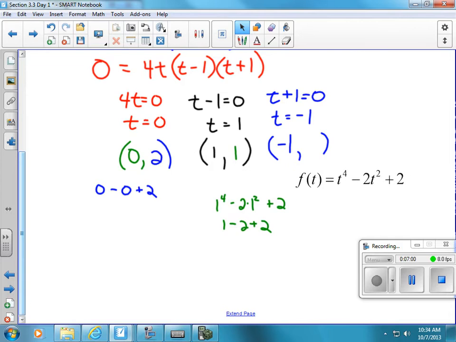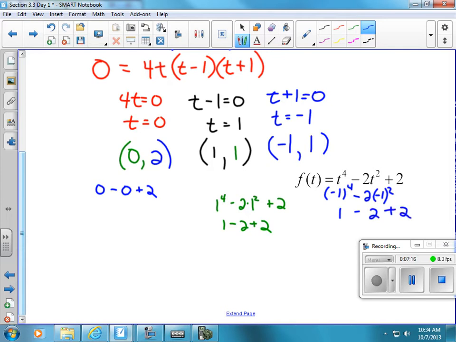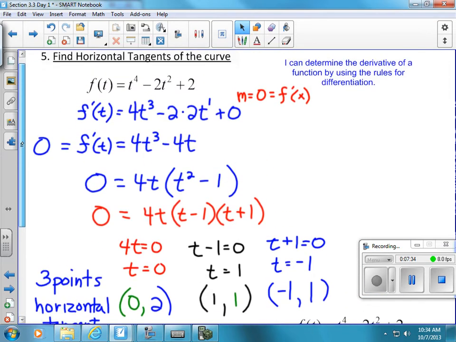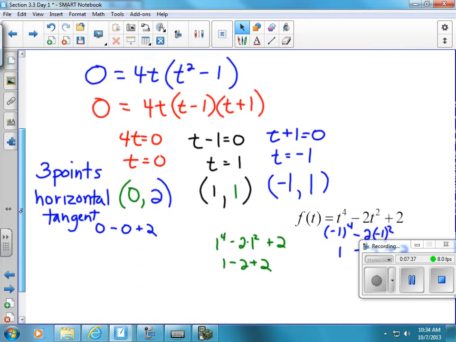And lastly, we're going to plug in a negative 1. So we have negative 1 to the 4th, that's just a positive 1, minus 2 times negative 1 squared, that's also a positive 1, so negative 2 times 1 gives us a negative 2, plus 2. This y value is also a 1. So these are the 3 points where we have a horizontal tangent. All right, so that's the answer to that kind of a problem. Find the derivative, set it equal to 0 to find horizontal tangents.